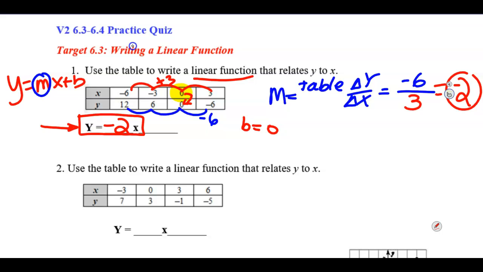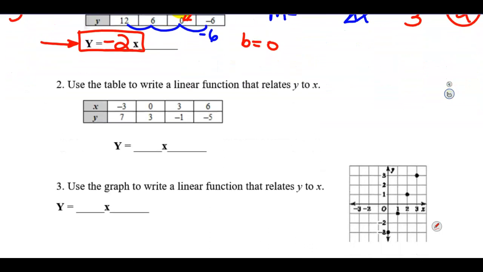All right, let's look at the next one. Again, same thing. Y equals mx plus b. So we're going to find our m. Our m is the change in y over the change in x. So I'm going to find the change in y, what's happening each time. 7 to 3, it looks like I take away 4. Again, if I look at it, I'm taking away 4 every time. So my change in y is a negative 4.